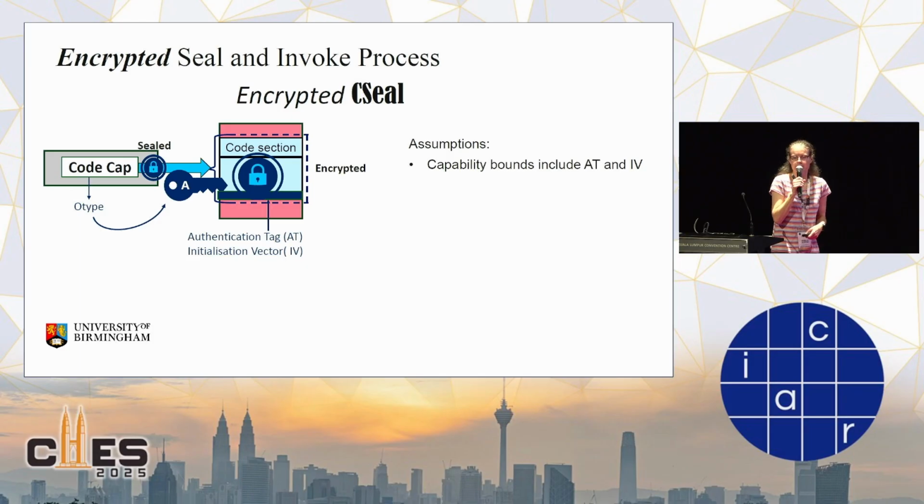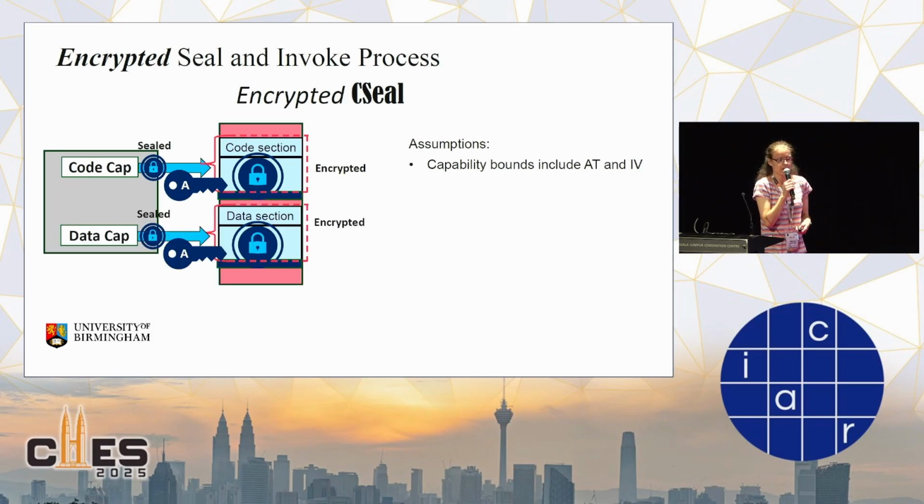During the encryption process, we also generate some additional authentication tag data and an initialization vector, and this is stored at the end of the encrypted data. At this point, we make an assumption that the bounds of the capability are large enough to accommodate this extra information. Then we shrink the bounds of our capability to just the encrypted data. We then repeat this process for our data capability. Here we're using the same otype, so we use the same encryption key. And now we have our sealed encrypted capability pair.